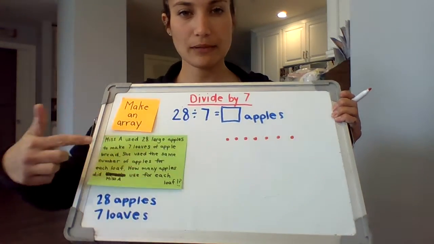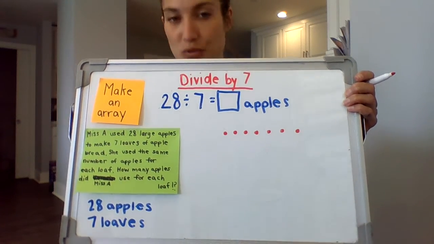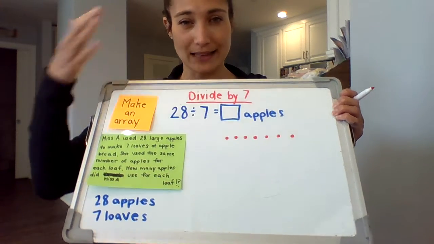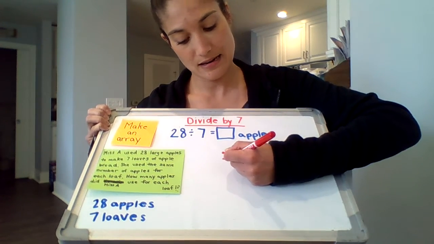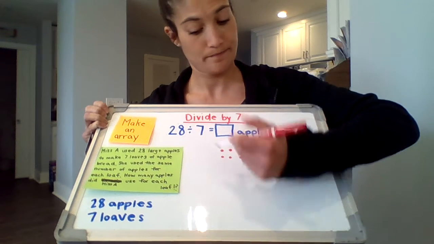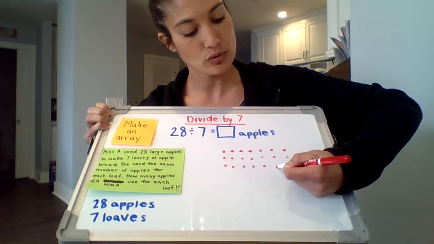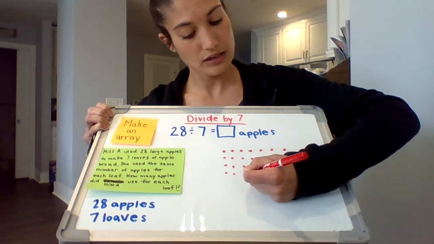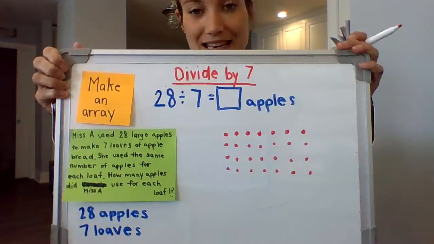Now I'm going to keep making rows of 7 until I get to what number? 28, right? And then I'm going to see when I'm done how many rows I have, and that's going to tell me how many apples are in each. So it's 7, 8, 9, 10, 11, 12, 13, 14, 15, 16, 17, 18, 19, 20, 21, not there yet, 22, 23, 24, 25, 26, 27, 28.